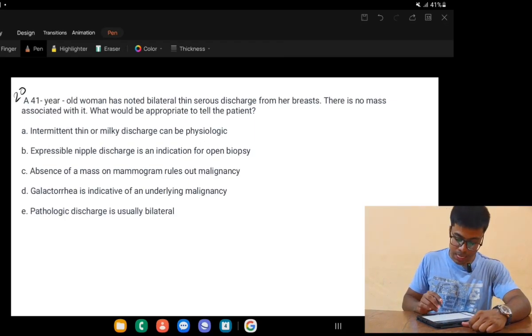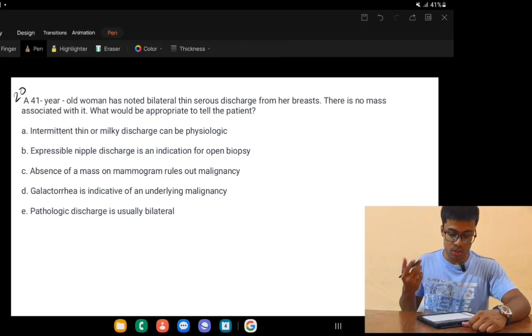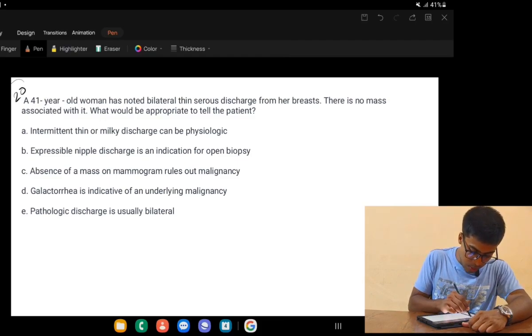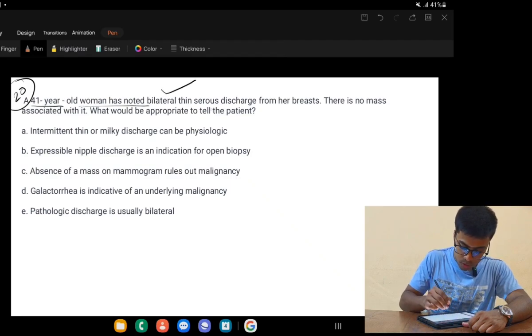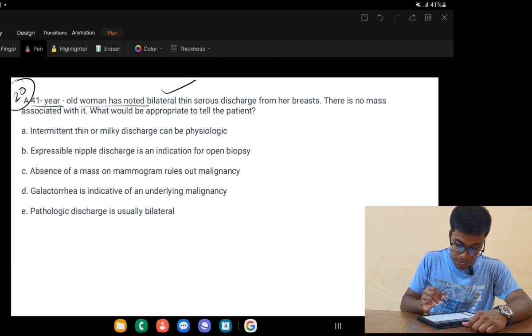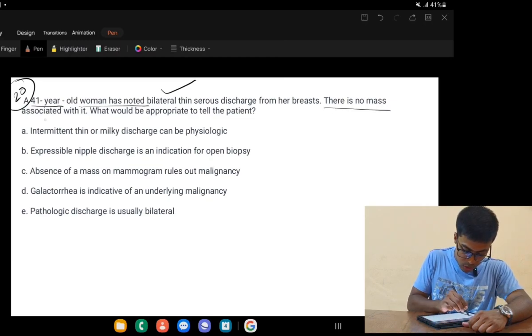That is question number 20, the 40th question. A 41-year-old woman has noted bilateral, thin serous discharge from her breast. Bilaterality, as we have seen in galactorrhea. There is no mass associated. What is the appropriate thing to tell this patient?